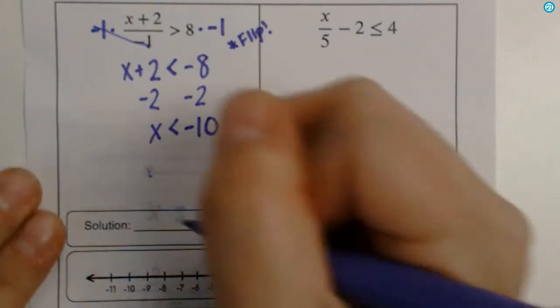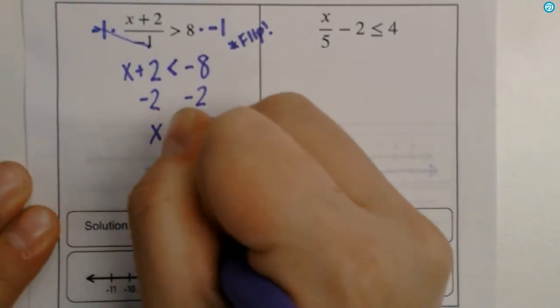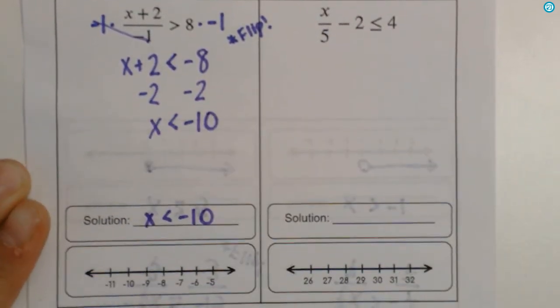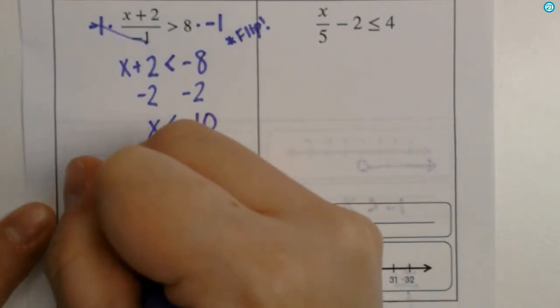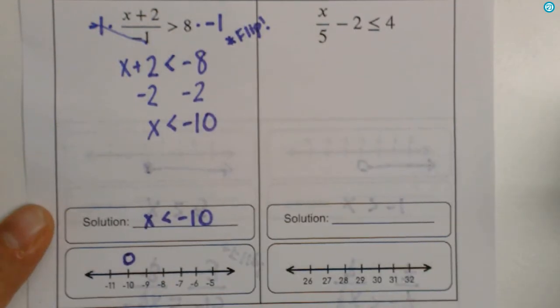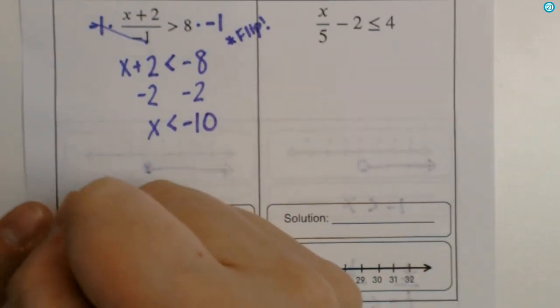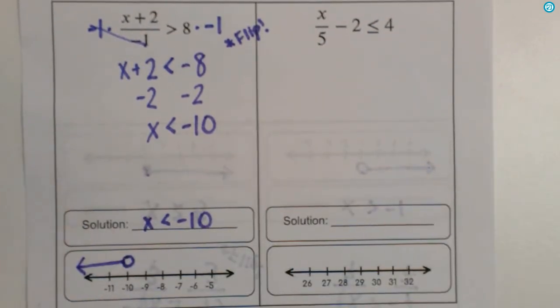Oh, and I should have put my solution down here. Sorry, I put solution boxes and I keep forgetting to use them. Okay, we'll do an open circle at negative 10, because it's just less than, not less than or equal to. And then my arrow goes to the left. Left is less than.